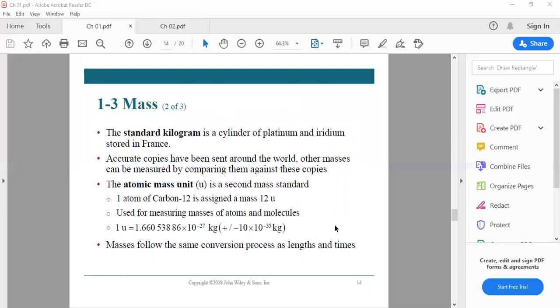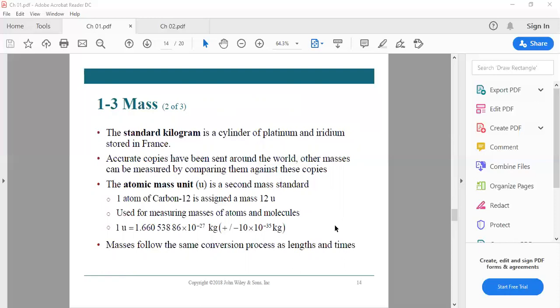We've got accurate copies that have been sent around the world. Other masses can be measured by comparing them against these copies. An atomic mass unit is a second mass standard. And the reason we have that is just an atomic mass unit is very, very small. Kilogram is very, very large by comparison. So this is going to be a second standard.